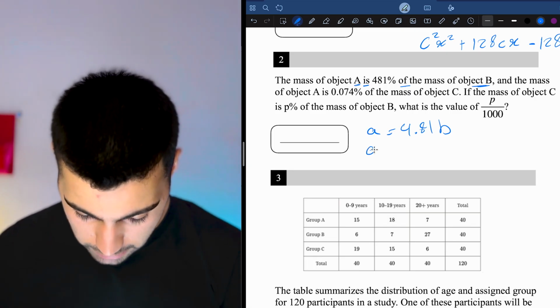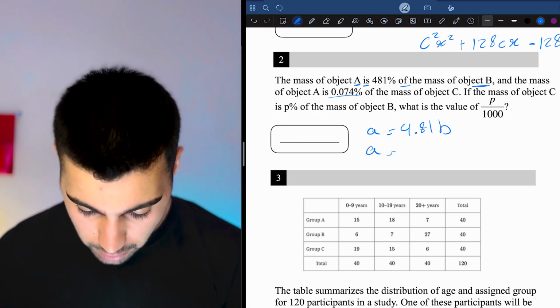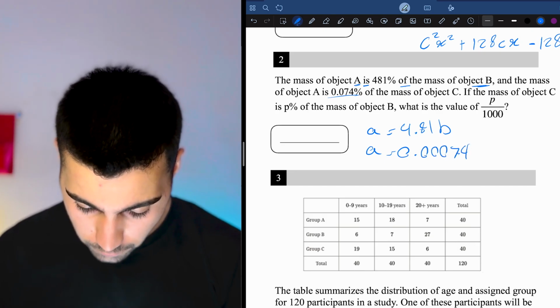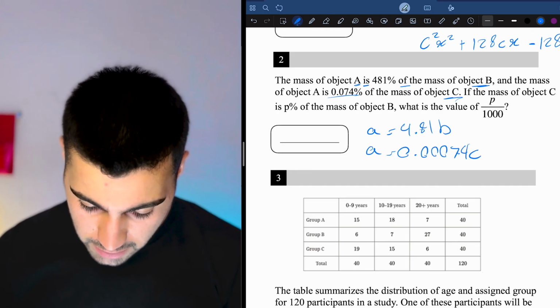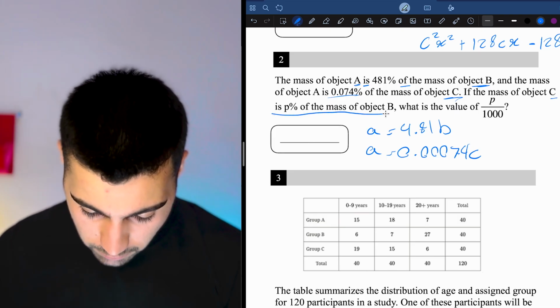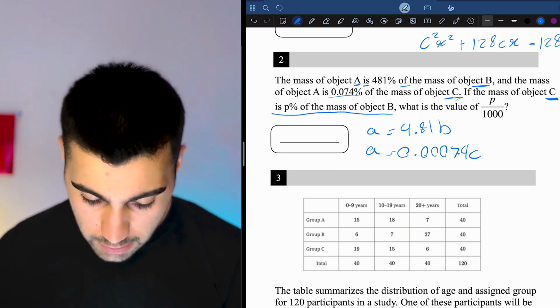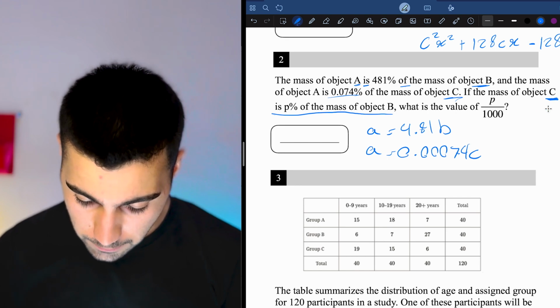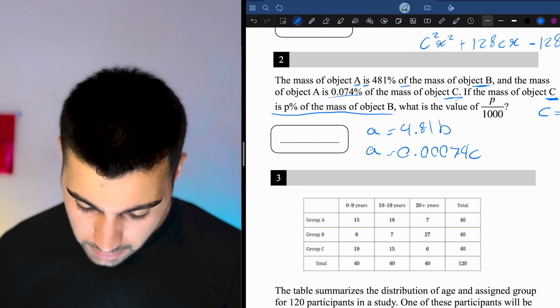So let's translate that. A is divided by 100, it's going to be 0.00074 of the C, right? If the mass of object C is p% of the mass of object B, this is what I'm looking for. C is p% of the mass of object B. We have to write it this way, okay?